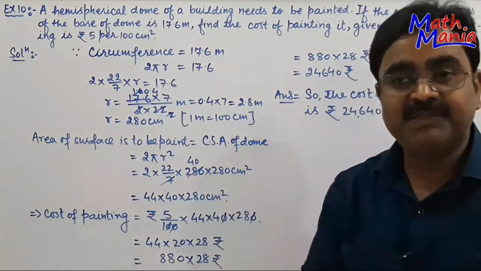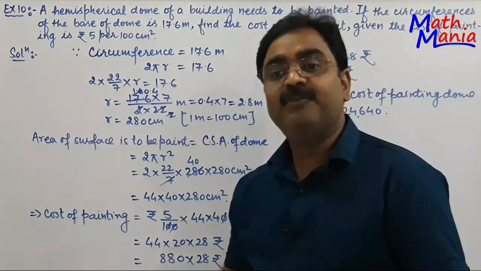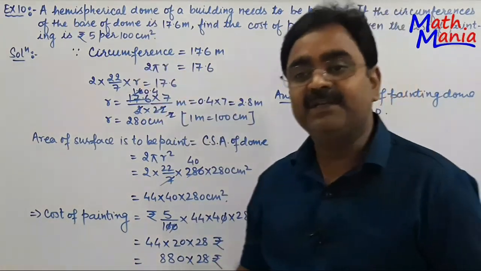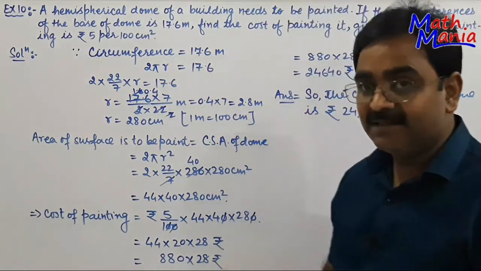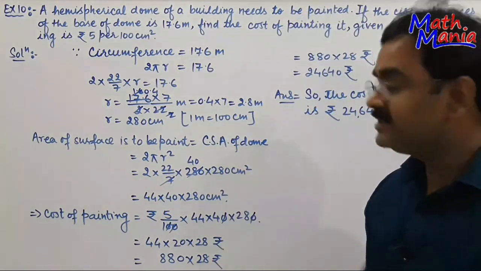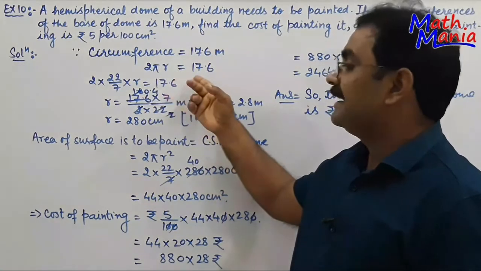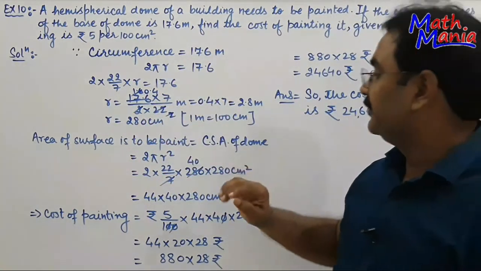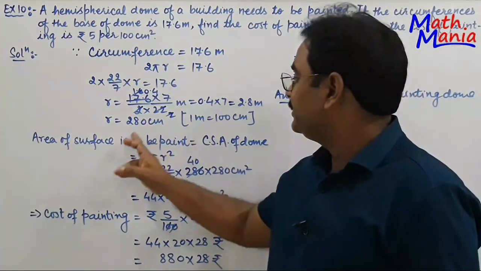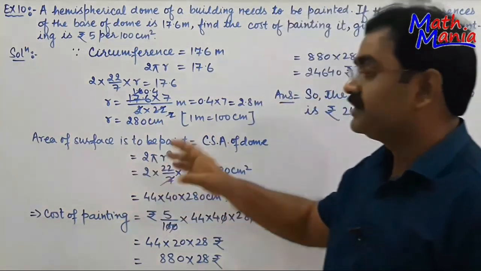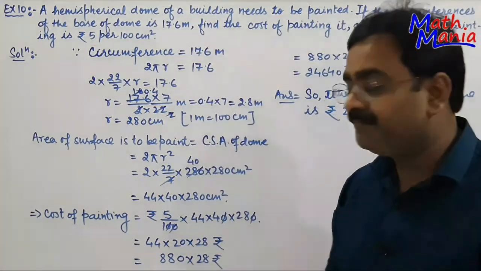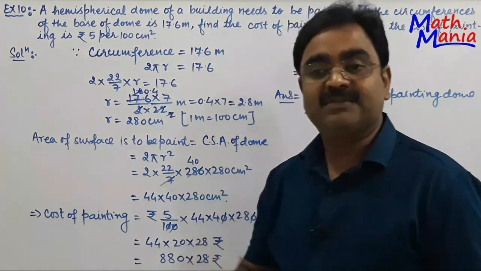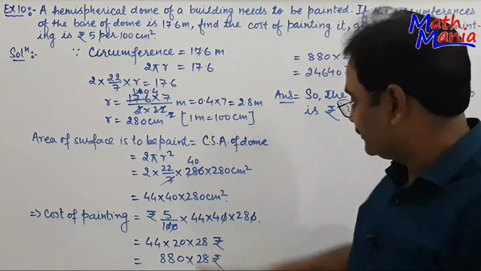So in the solution of this sum, we need to find out first of all the radius of the base, and this radius of the base can be obtained from the circumference, which was given as 17.6 meter. You know that the circumference of a circle is 2 pi r, that's why we got the radius equal to 280 centimeter. After getting 280 centimeter, we need to find the area of the surface to be painted, meaning the curved surface area of the dome, by 2 pi r square, as it is a hemisphere.